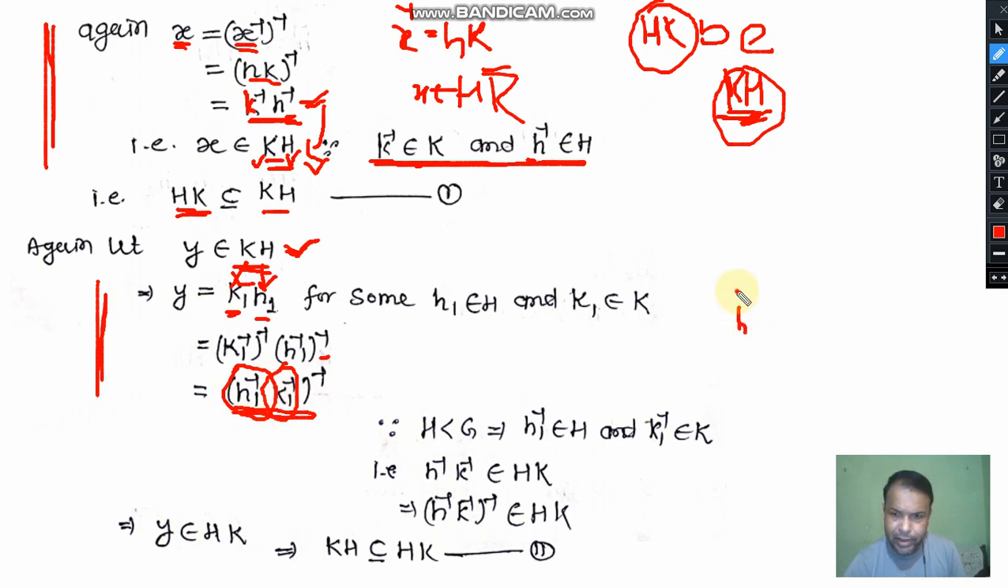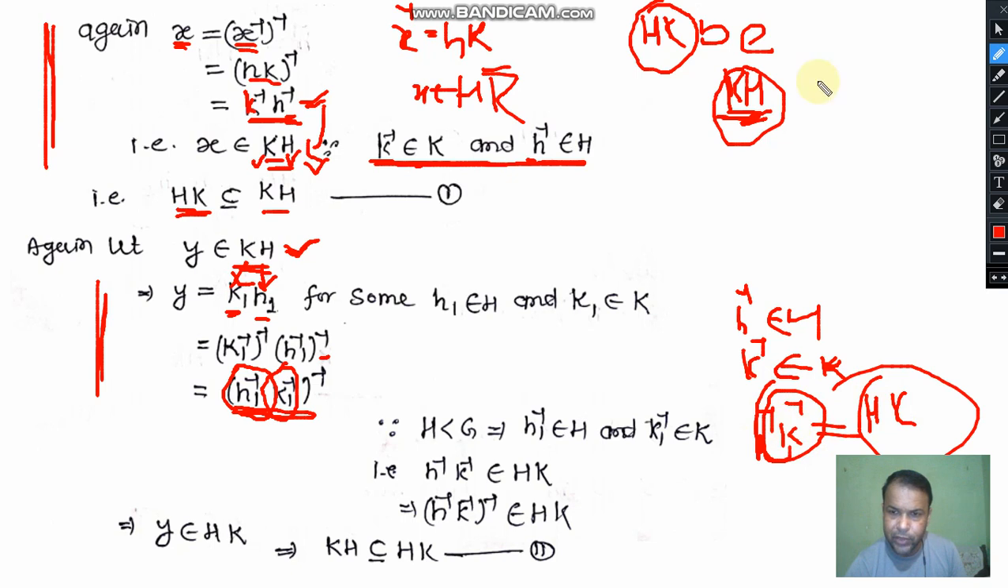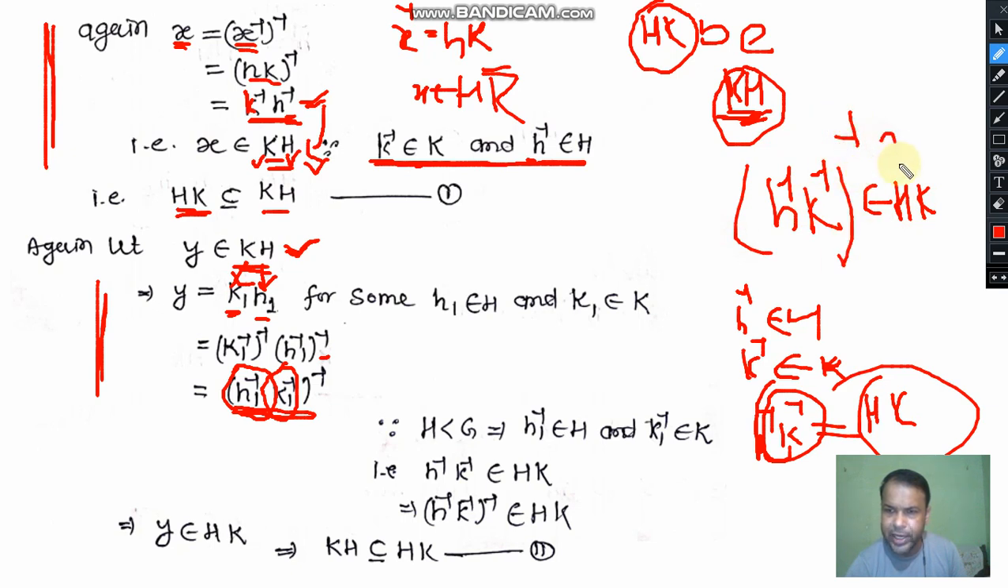This h inverse is an element of H. k inverse will be an element of K. So finally we can say that h inverse and k inverse will be an element of HK, because HK is a subgroup. So its inverse, the inverse of h inverse and k inverse, we are saying by closure property is an element of HK, and by the inverse axiom we can say that its inverse will also belong to HK, because HK is a given subgroup. So here we have shown that y also belongs to HK.